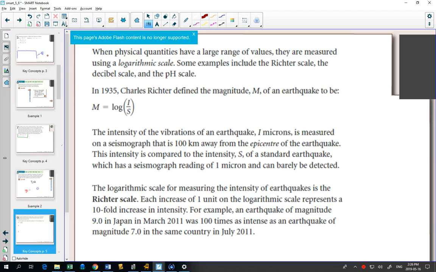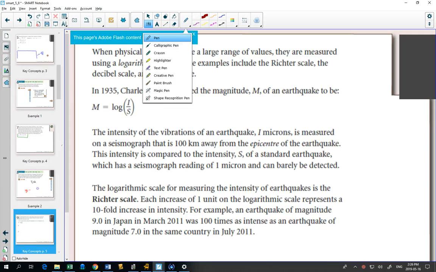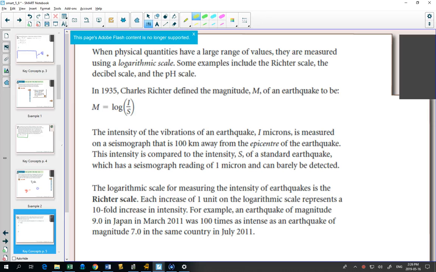On page 433, we get a new formula. We can highlight some stuff. Right here, in certain measurements that have a very huge scale, a logarithmic scale is used because you can shrink it down, because everything's based on powers of 10.